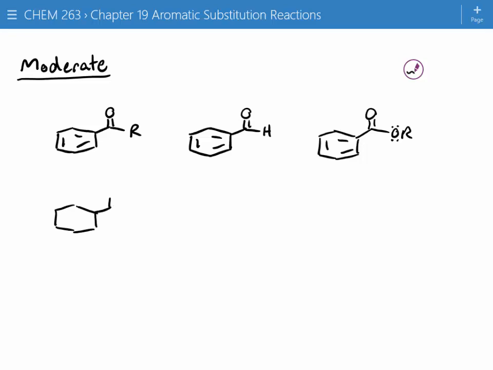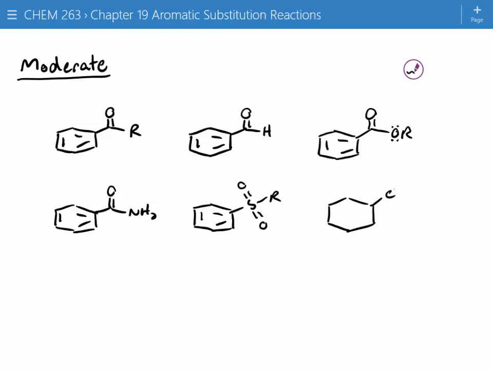Are you going to know what's a moderate or not? Yeah. I'm going to get a list going, and then we'll talk about why they're moderate. We've got amides. And then we've got sulfones, where we've got a sulfur attached. And then we've got nitrile groups. So all of these are examples of moderate deactivators.